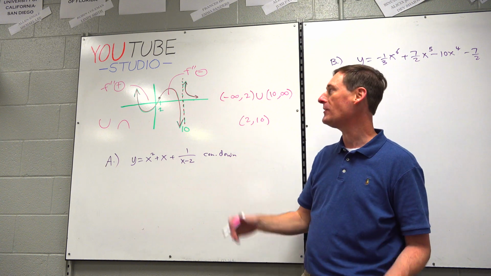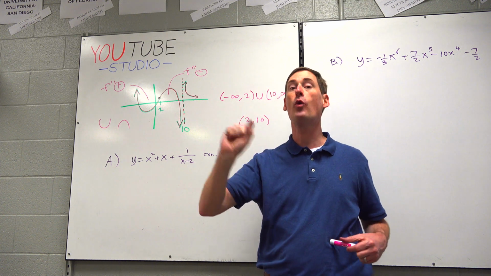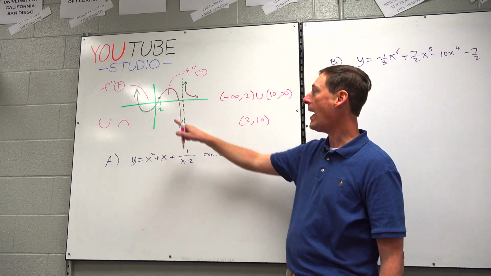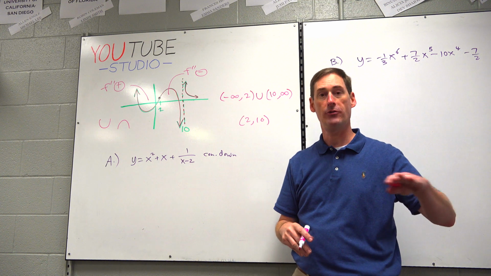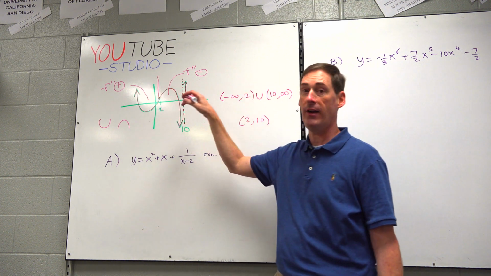Real life application of the double derivative, fascinating. And then where is it neither concave up nor concave down? Well, at 2, it was concave neutral. So how do we find those places? Because that'll be very important.